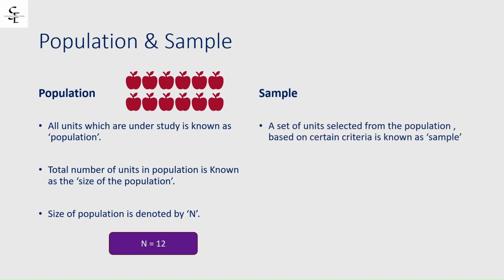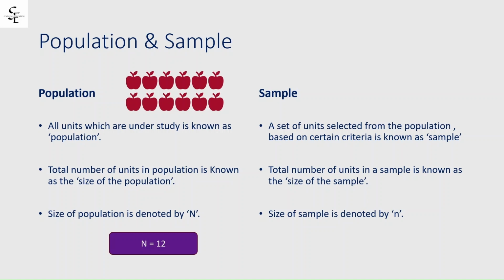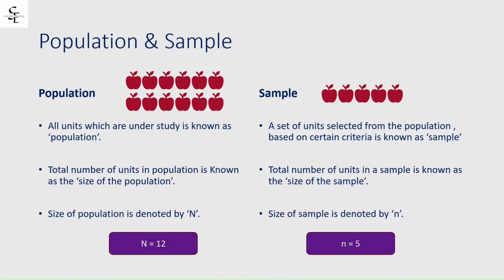Sample. A set of units selected from the population based on certain criteria is known as sample. The total units in a sample is known as size of sample. The size of sample is denoted by small n. So, from 12 apples, 5 apples are selected based on certain criteria. So here, the size of sample is 5, so we can say that small n is equal to 5.